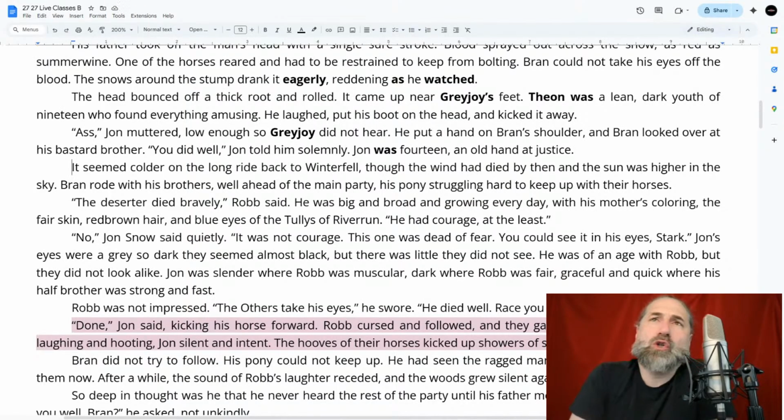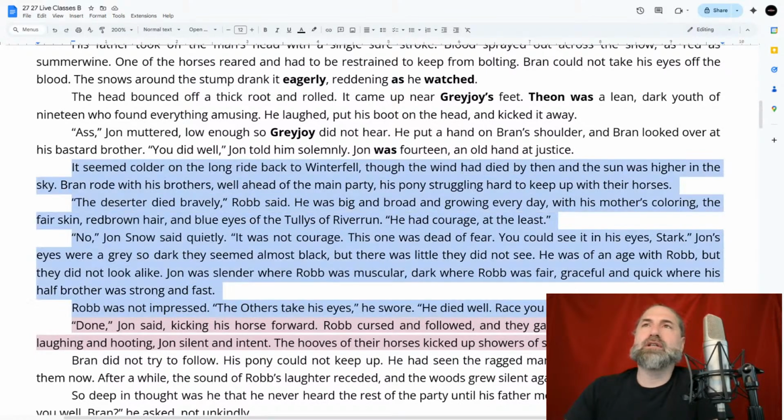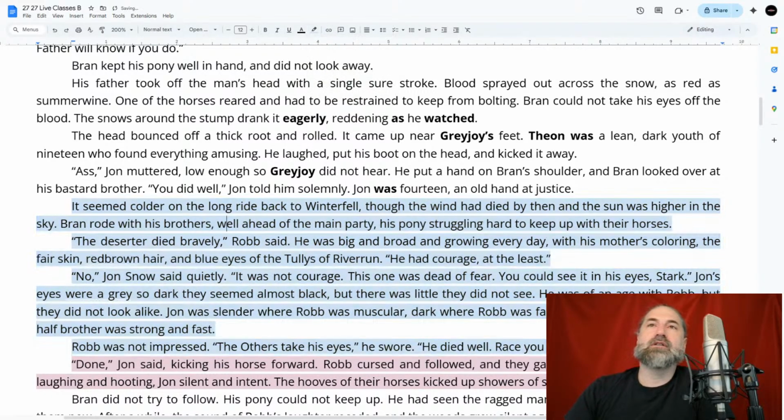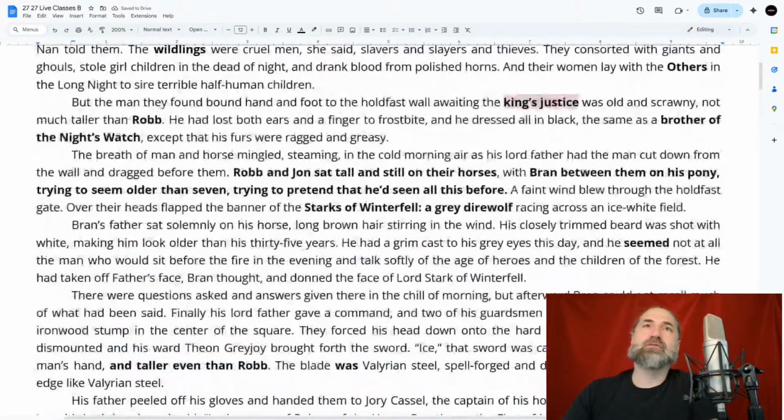It seemed colder on the long ride back to Winterfell, though the wind had died by then. Okay, all right, so this is officially, we're starting the resolution right here. So let's see how long the conflict was.